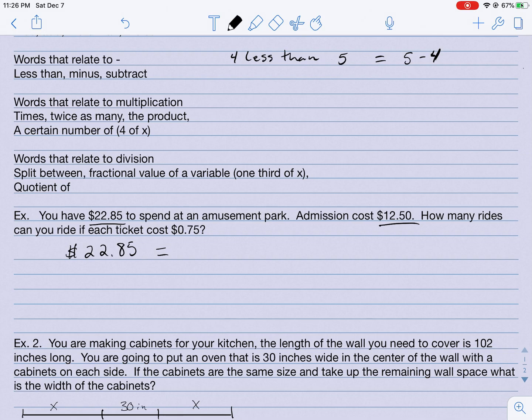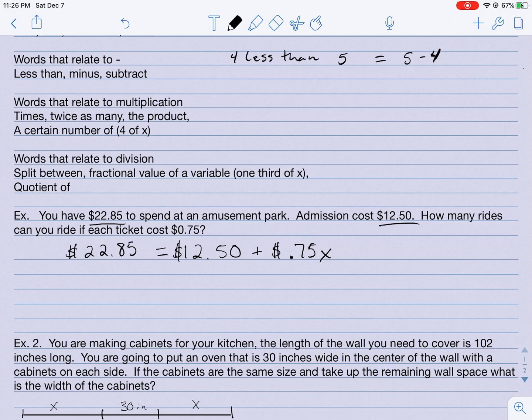So then you've got $12.50 that gets used just for admission. How many rides can you ride if each ticket costs 75 cents? So we would say our cost is the admission plus the cost of our tickets times the number of rides.